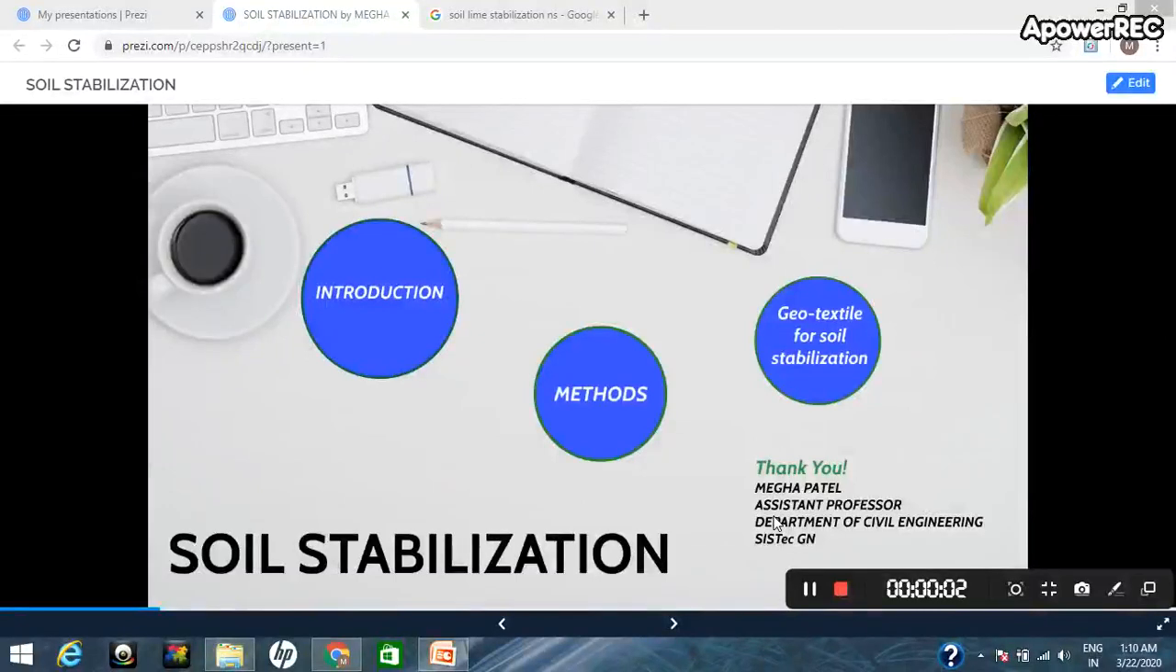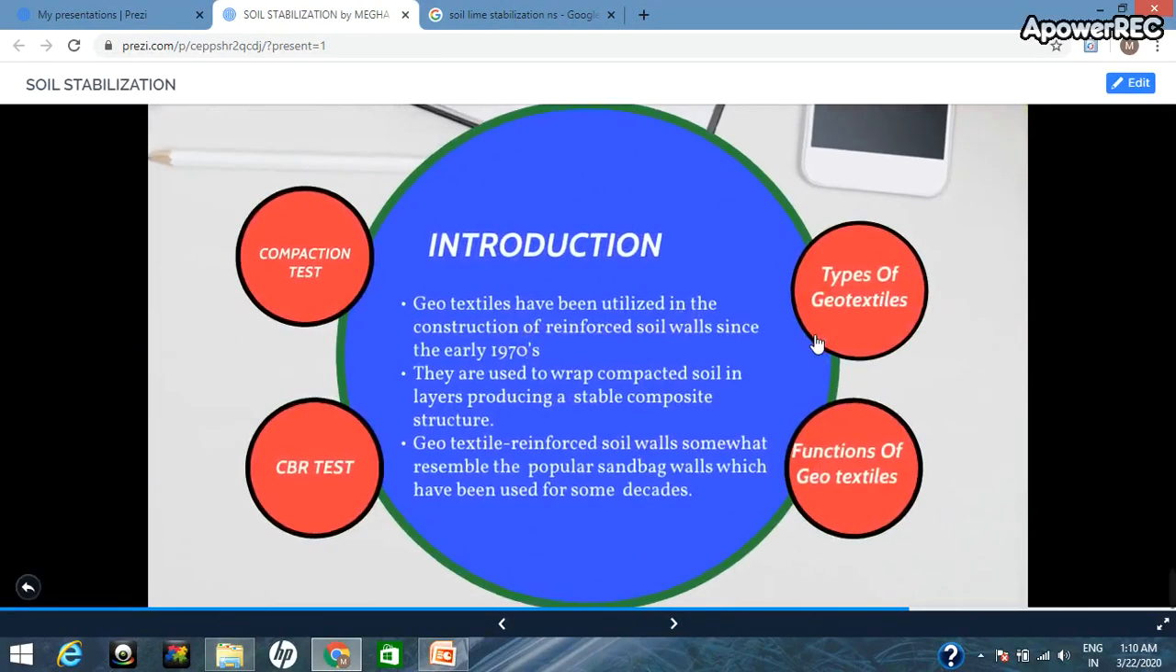Now, the most modern method of soil stabilization is geotextile stabilization. Geotextile has been in use since the early 1970s. They were used to wrap compacted soil in layers to produce a stable composite structure. And geotextile reinforced soil somewhat resembles the popular sandbag walls which have been used for some decades.